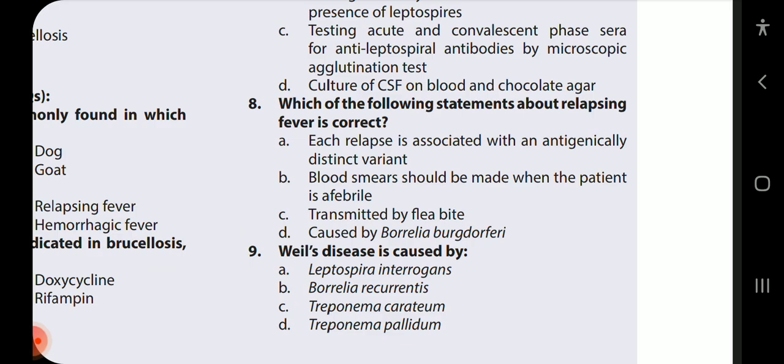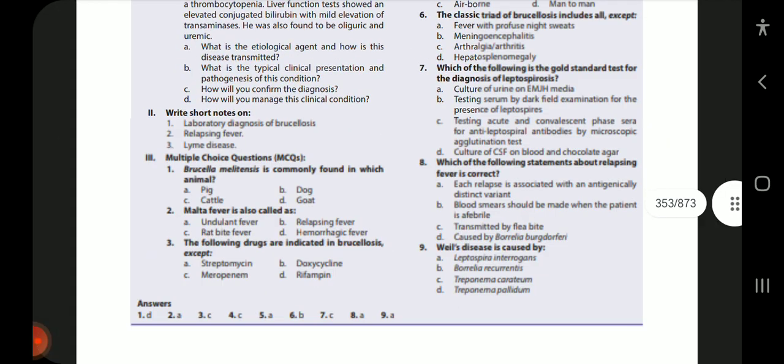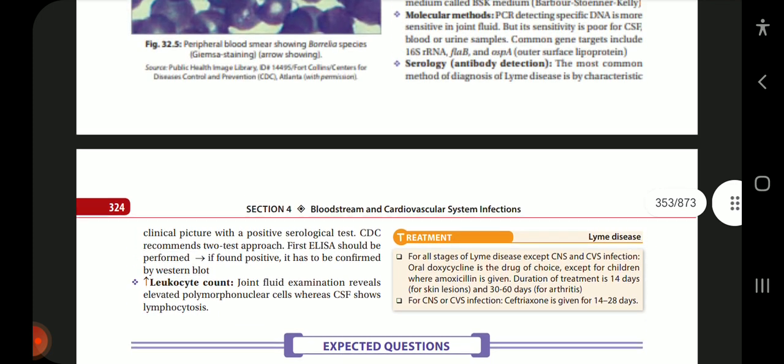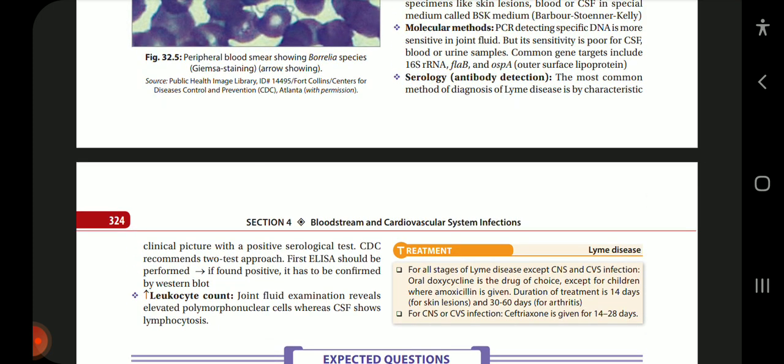Okay, so this completes our chapter, bloodstream and cardiovascular system infection, which includes miscellaneous bacterial bloodstream infections. Okay, so in the next video we'll be continuing with the next chapter.